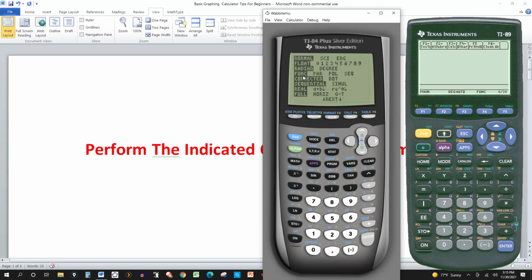Generally, you're going to have it on function. You can have it set to parametric equations, polar equations, sequences, and so forth. And then you have other settings there: connected, dot, sequential, or I should say simultaneous there, and then real numbers, imaginary numbers, and so forth. You can have a full screen, horizontal, and so forth.